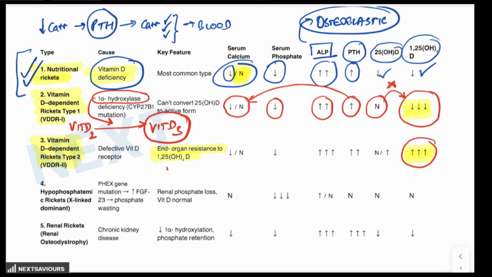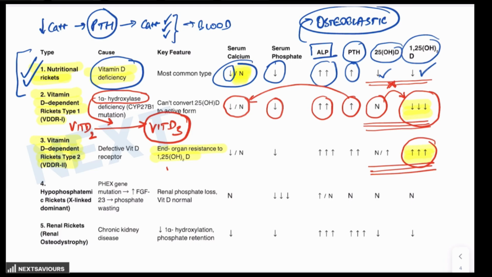If you look at the first one, nutritional deficiency rickets, the vitamin D levels were found to be reduced in both of them. In case of VDDR type 1, there was a decrease in the vitamin D3 levels multiple times, but there is an increase in the vitamin D3 levels multiple times in vitamin D dependent rickets type 2.